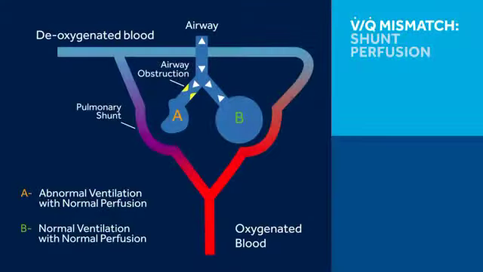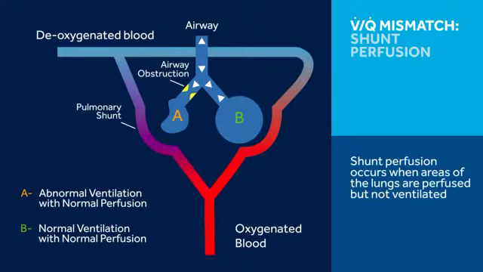Shunt perfusion can be thought of as the opposite of dead space. Shunt perfusion occurs when areas of the lungs are perfused but not ventilated. This can occur in conditions that cause the alveoli to collapse or fill with fluid, such as when there are increased bronchial and alveolar secretions that cause mucus plugging or atelectasis.